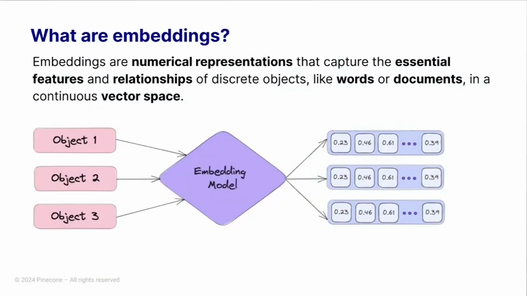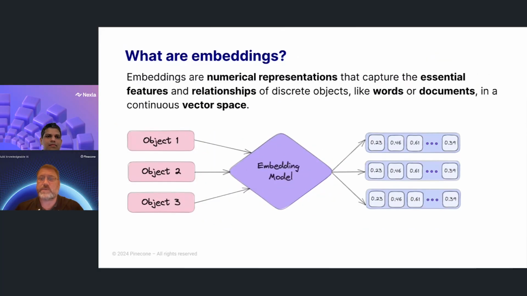So what are embeddings? Simply put, embeddings are numerical representations that capture the essential features and relationships of discrete objects like words or documents in a continuous vector space. So here we can see we have data, and it can be of any kind really, but typically text for the purposes of our discussion today. We can see the data being passed into an embedding model, which extracts features of the text and returns a list of numbers that represent those features.